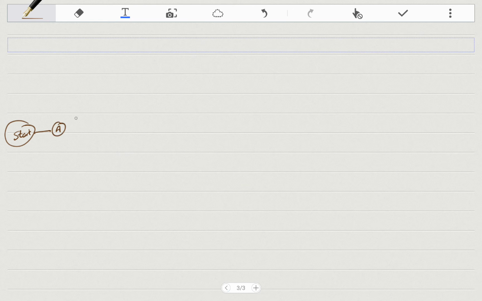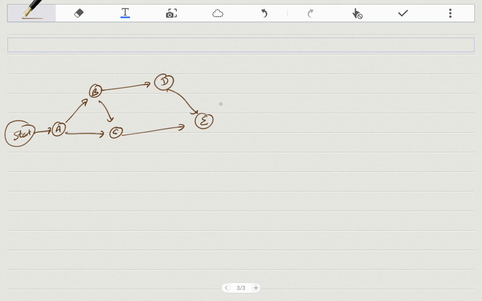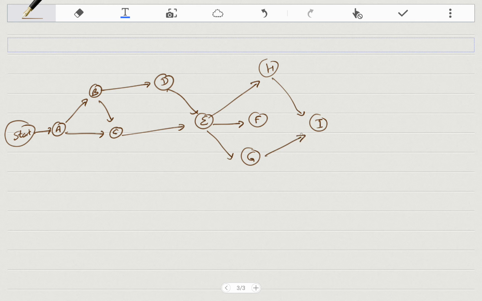Alright, A is the only one without a predecessor. Now B's predecessor is A, C has two predecessors, A and B. D has predecessors B and C, E has C and D. Now we have F, we have G, we have H, all coming out of E. Then we have I that has H and G. Well, I guess H also gets from F.